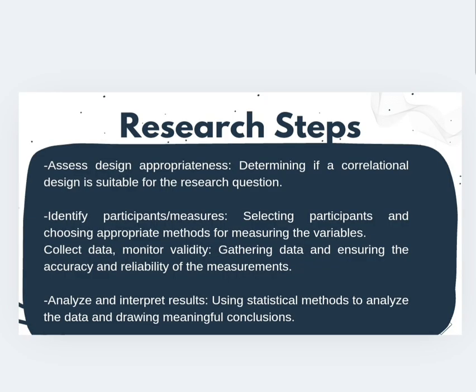There are research steps. First is assess design appropriateness, determining if a correlational design is suitable for the research questions. And next is identify participants or measures, selecting participants and choosing appropriate methods for measuring the variables.